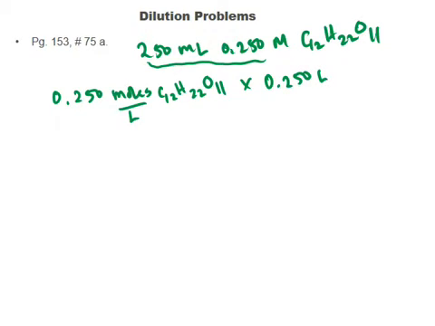0.250 liter, and that gives 0.0625 moles C12H22O11. So that means you basically need to add that many moles of C12H22O11 in water to get 0.250 molar solution.